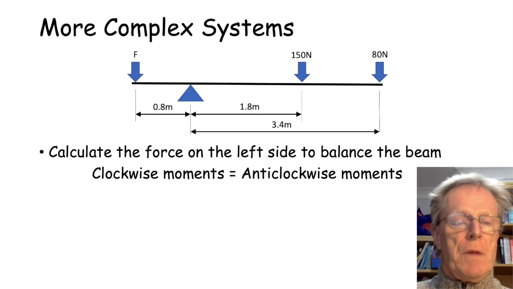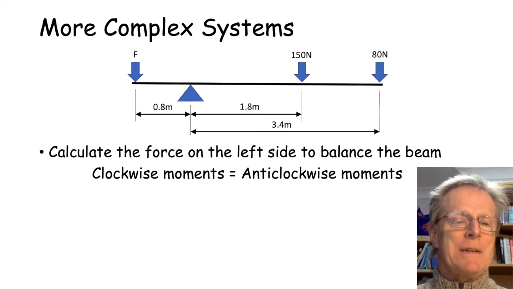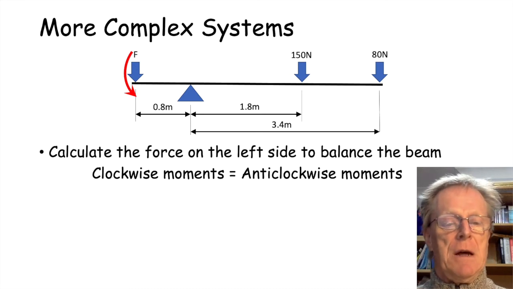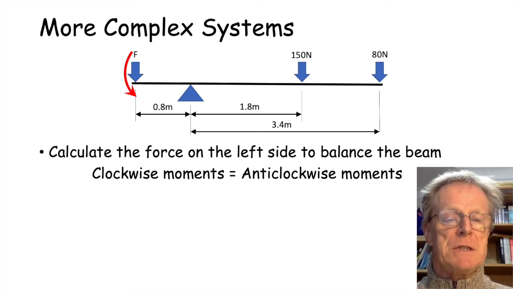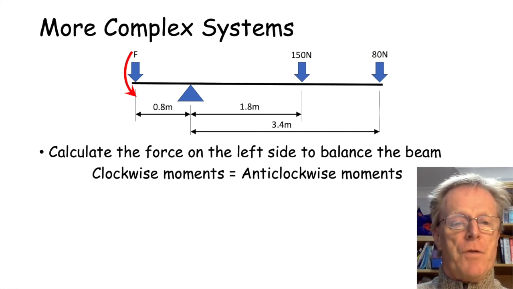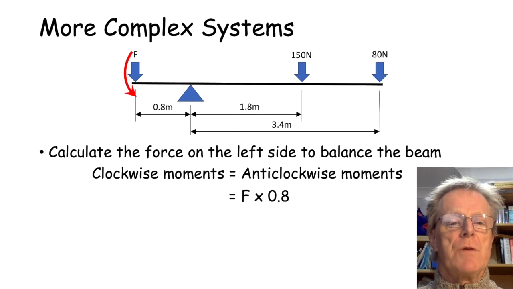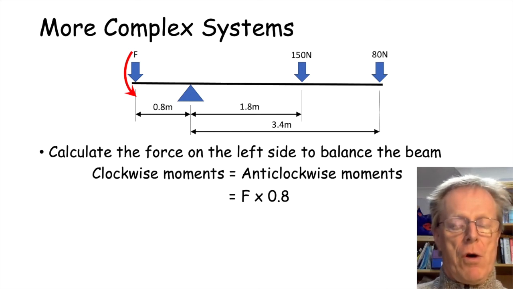So first of all, the first one we come to, the unknown force, that is trying to tilt the beam in an anti-clockwise direction, and that's 0.8 meters out. So therefore we put in F times 0.8 meters on the anti-clockwise side of the equation. The next force as we go along is the 150 Newton force, and that clearly is trying to turn the beam in a clockwise direction. So therefore, on the clockwise side of the equation, we write down 150 times 1.8.